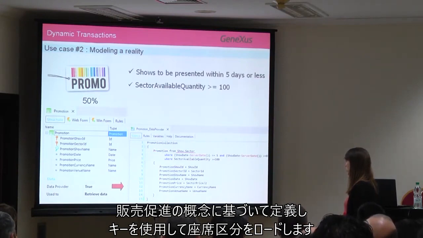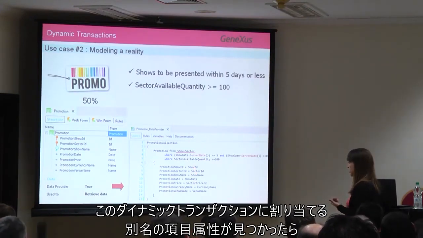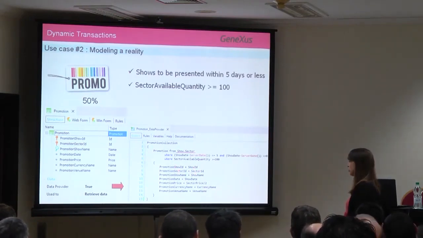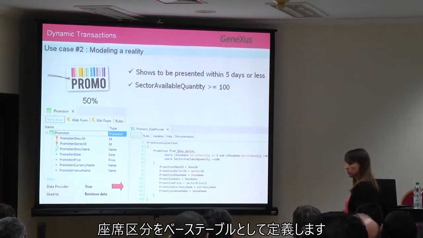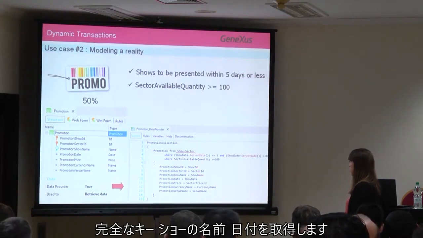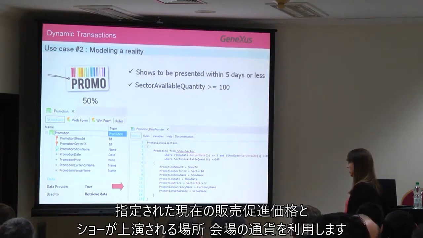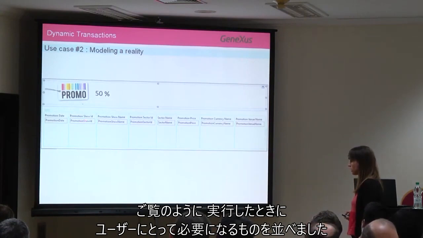So here I'm defining my concept of promotion, and I'm loading those sectors, full sectors with key, and when GeneXus finds this dynamic transaction with another name, and I'm allocating a name here, it understands that this is the sector, and I'll be able to infer the base table, and I'll define a sector. So what I'm doing here is loading the sectors that are available within 5 days, and I retrieve the full key, the name of the show, the date. I'm taking advantage of given the present promotion price, the currency, and the place where it's going to take place, the venue. So I can define a web panel. As you can see, I've ordered it as I wanted, for a user.